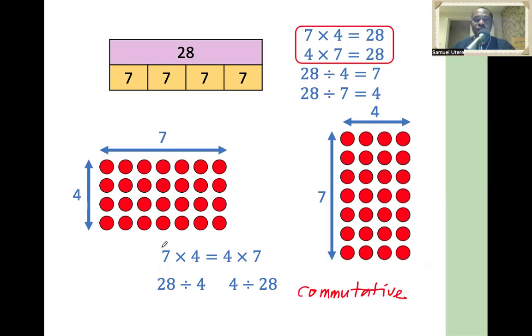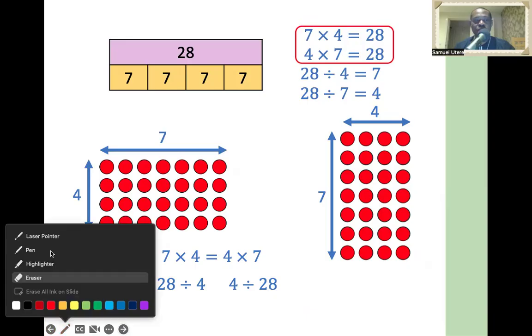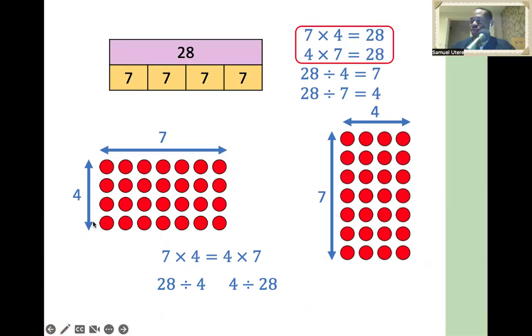Commutative means you can swap the numbers around and the calculation will still be right. So 7 times 4 swapped around, 4 times 7 is the same thing, but we cannot do that for division. Let me repeat one more time. Multiplication is commutative, and you know what commutative means, but division is not commutative.